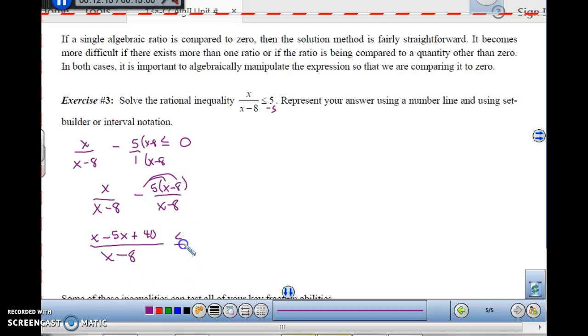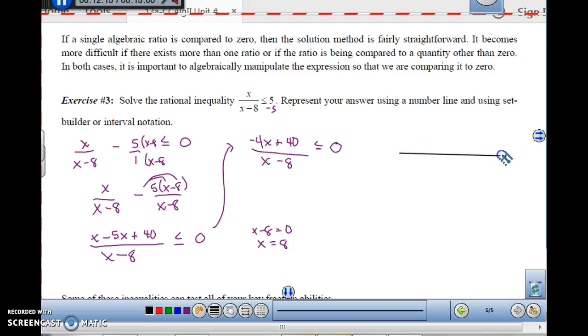When I combine my terms, x minus 5x is negative 4x plus 40 over x minus 8 is less than or equal to 0. So now this is a single fraction. I can figure out where my zeros are. The critical point for the denominator will be x minus 8 equals 0. So x is going to equal 8. That's going to be one of my critical points. And since that's in the denominator, it is not included in my value. So x equals 8 would be right here, and it's not included because that's the denominator.